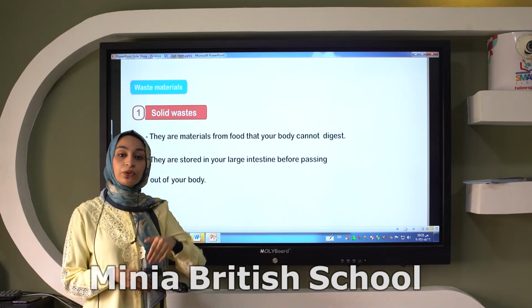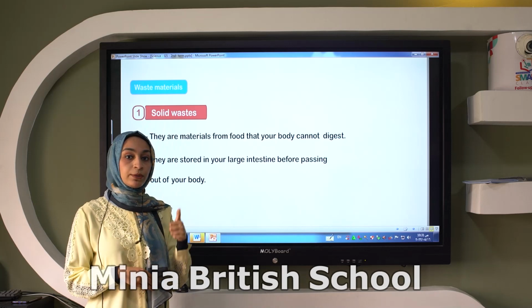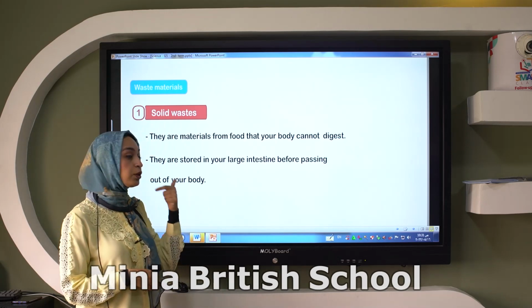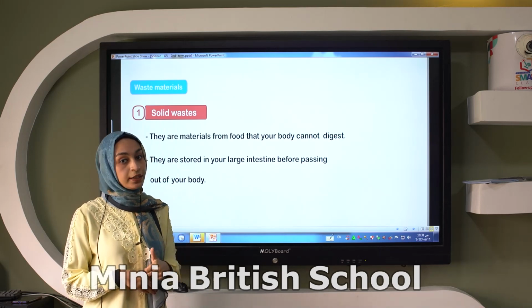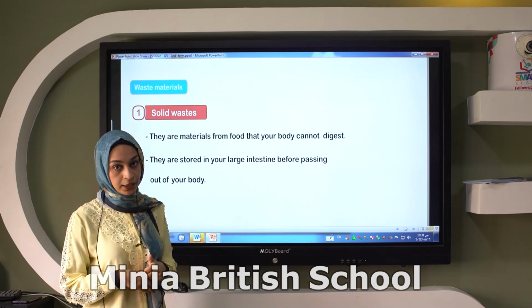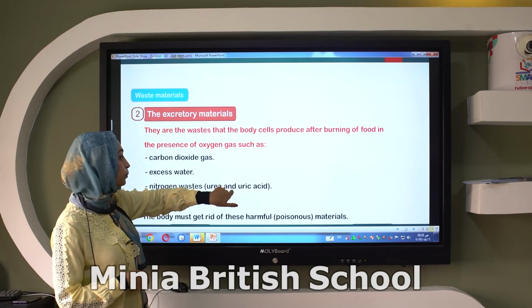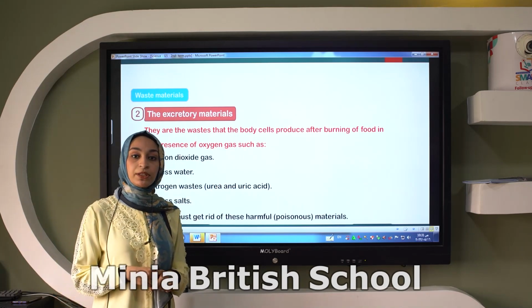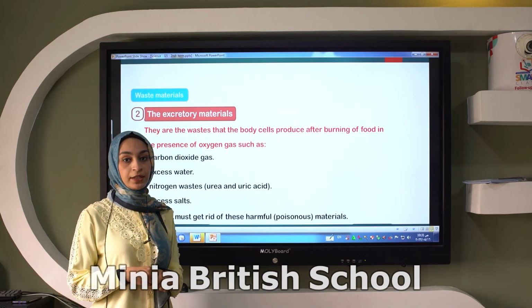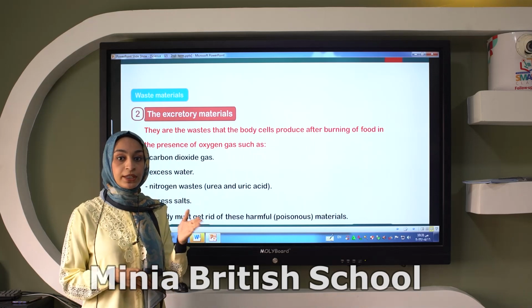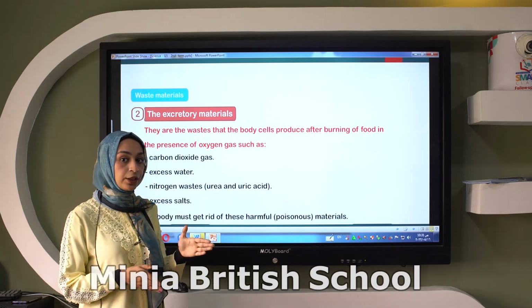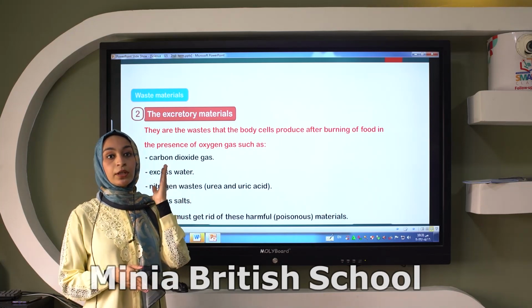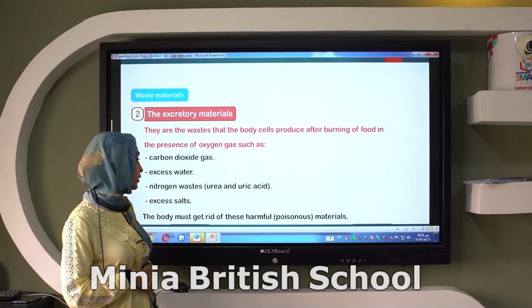divided into three examples. Number one, carbon dioxide and water vapor. Number two, nitrogenous waste, and number three, excess salt and excess water. How does the body get rid of carbon dioxide gas with the water vapor? During the exhalation process through the two lungs. This is the organ that is responsible for excretion of carbon dioxide gas.